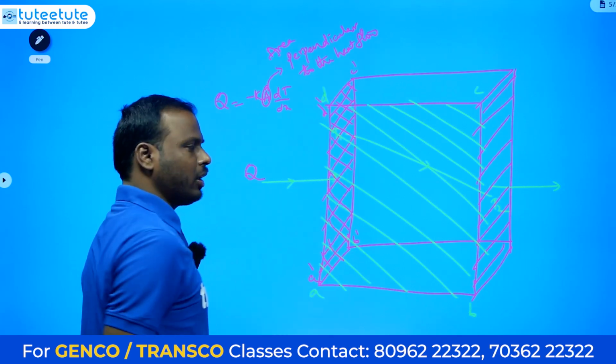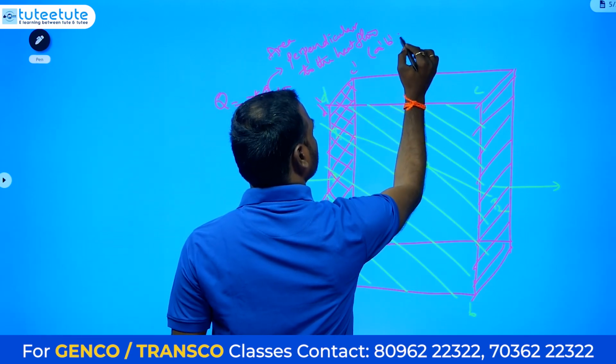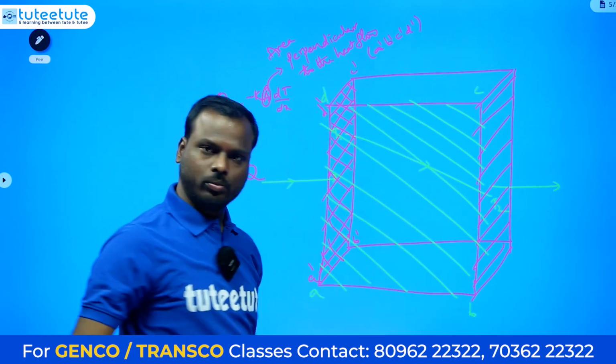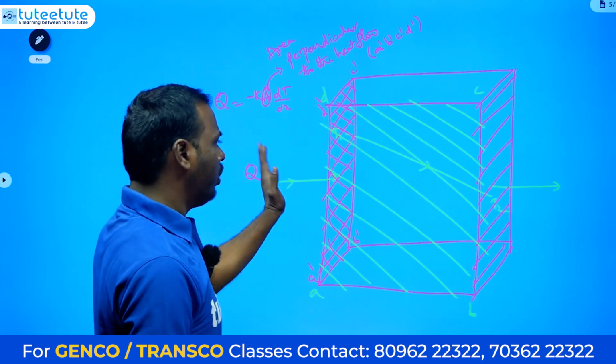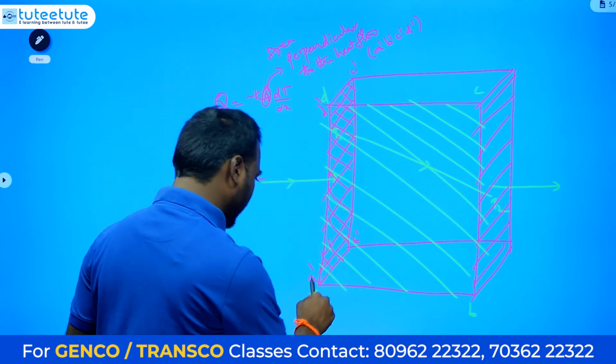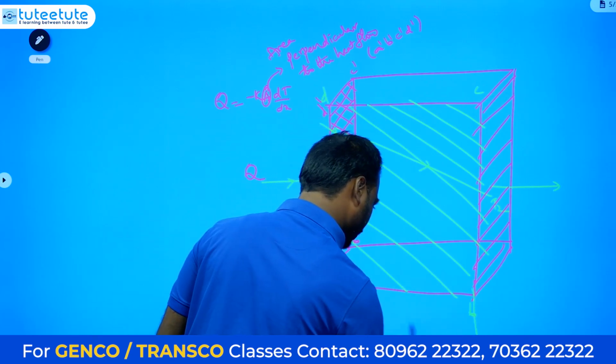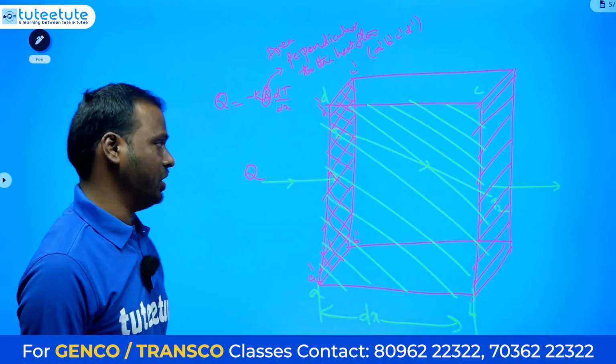The area which is perpendicular to the heat flow, that is A dash, B dash, C dash, D dash. You need to understand this one. ABCD is the parallel area, we cannot take. But coming to the length, we need to take dx as the length. Dx is the length. You need to understand.